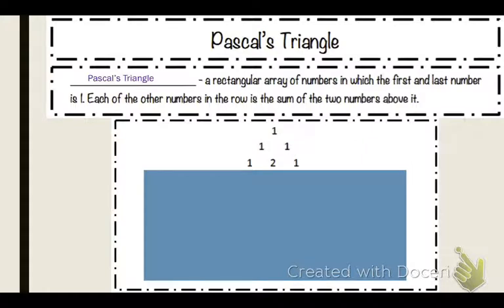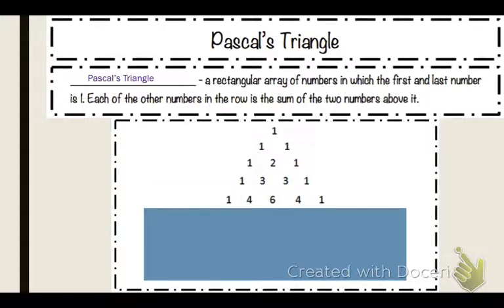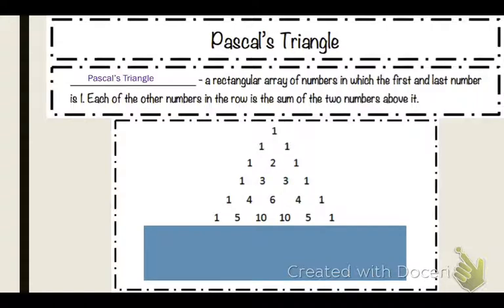Go to the next row. You always have 1 on the outside. And then 1 plus 1 is 2, so that's how we got the 2, and then 1 on the outside again. Okay, now we have 1 on the outside again. 1 plus 2 is 3, 2 plus 1 is 3, and then 1 on the outside. Then we have 1 on the outside, 1 plus 3 is 4, 3 plus 3 is 6, 3 plus 1 is 4, and then 1 on the outside again. So you always add the numbers directly above to get that number below. The next row, 1, then 1 plus 4 is 5, 4 plus 6 is 10, 6 plus 4 is 10, 4 plus 1 is 5, and then 1.